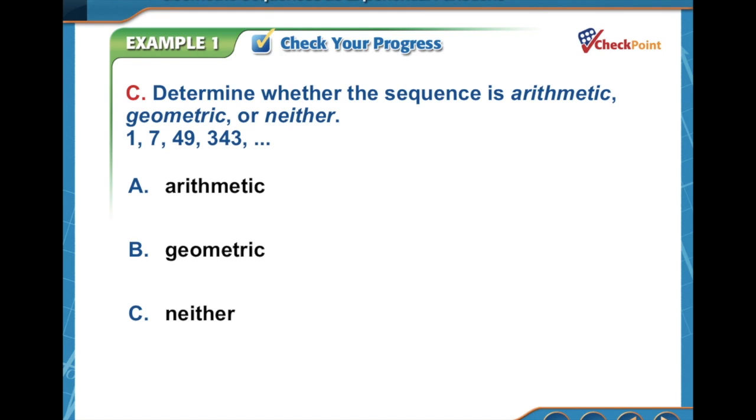But is there a common multiplier? Well, to get from 1 to 7, you would multiply by 7, right? How about 7 to 49? You would times by 7. And 49 to 343, now this you may not know in your head, but it is also times 7. So as we multiply through, we're multiplying by 7 every time. So that's our common multiplier, or our common ratio. So we have a common ratio of 7.